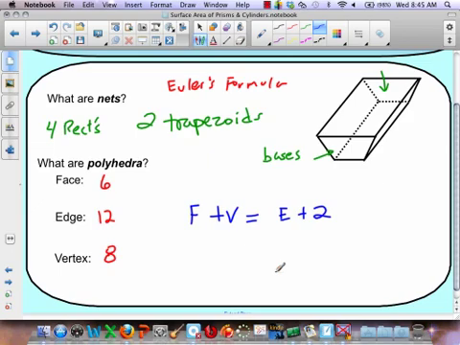Mine says F plus V minus E equals 2. Okay, now let's talk about that one for a minute. F plus V minus E equals 2. Are these the same? Yeah. Yep. Chris? Is the number of edges always going to be twice the size of the number of faces? No. It does typically in a prism, but we have a pyramid. Alright, let's move forward.